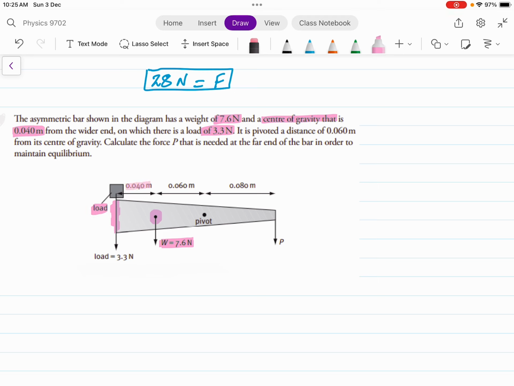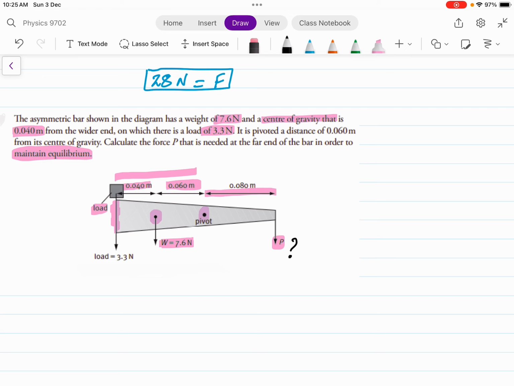This load has a distance of 0.04 meters from the center of gravity, and in fact, if I look at the pivot, this load has a distance of 0.04 plus 0.06 meters. So the total distance here should be 0.1 meters. Now this end has a force P acting on it, and this P force has a distance of 0.08 meters. So it says that to maintain equilibrium, what would be the force P acting?